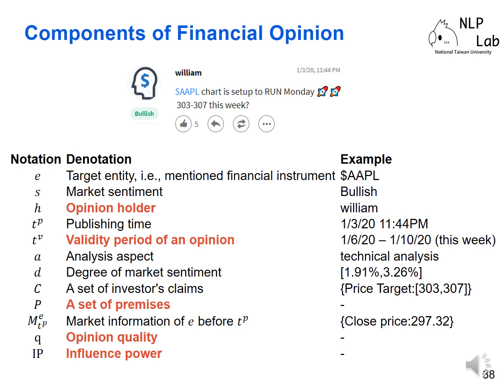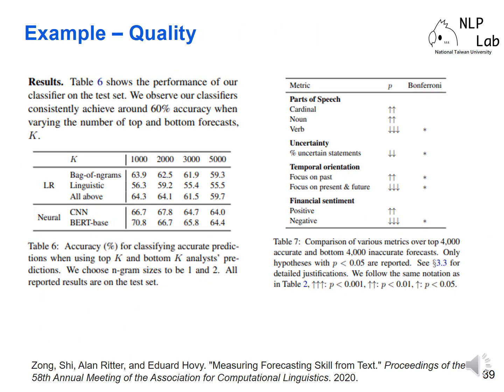Let's get back to the components of financial opinions. The highlighted components are rarely discussed in previous work. This direction may be a good extension for fine-grained financial opinion mining. For example, this work discussed the ability of machine learning models on classifying accurate and inaccurate professional reports. It can be considered as a work related to opinion quality evaluation. Not only discussing the performance, this work provides an in-depth analysis of the differences between accurate and inaccurate reports.